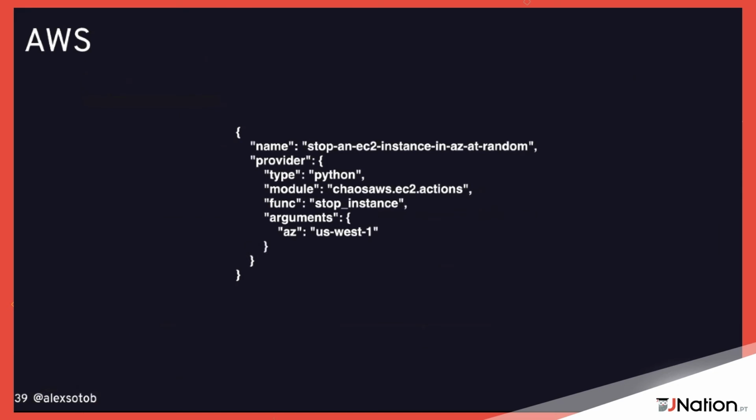And of course, in case you're using Amazon and not Kubernetes, you can do things like stop EC2 region. You say, I want to stop the US West one region, and then you run this, and this region will just be stopped. And then you can validate what's happening.